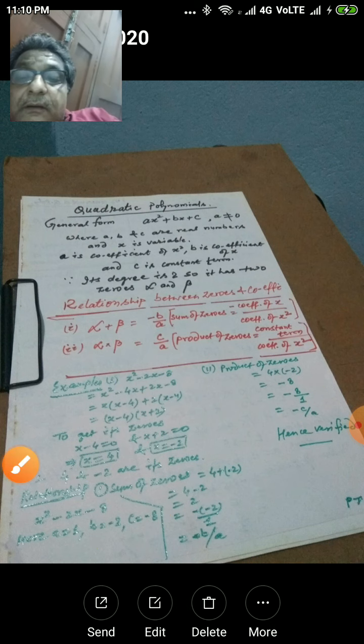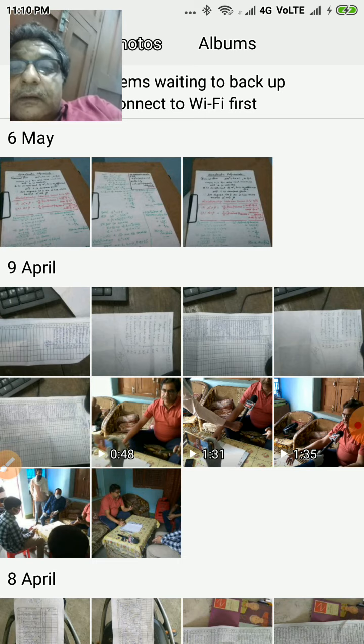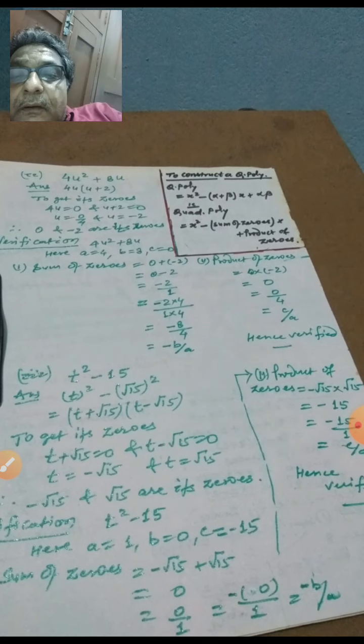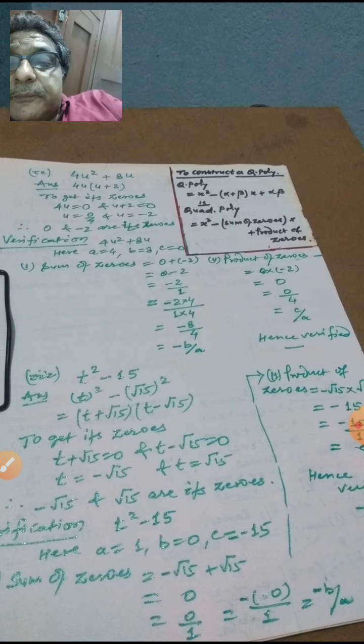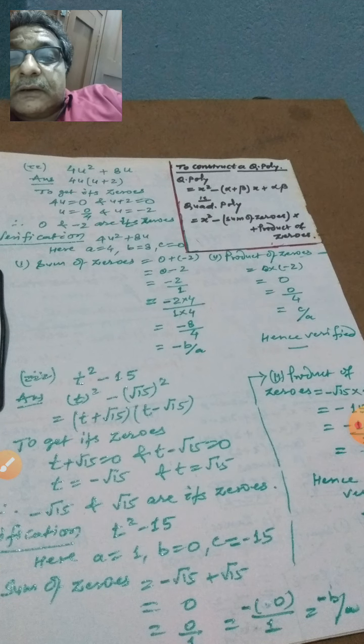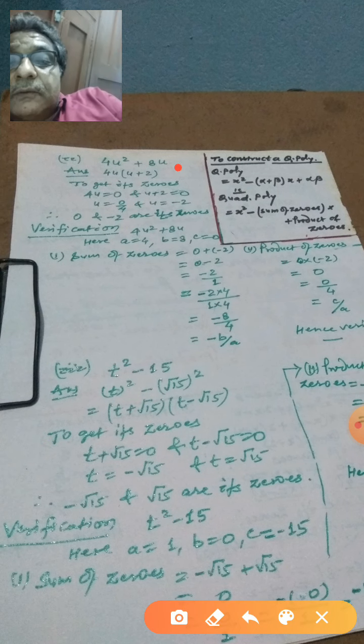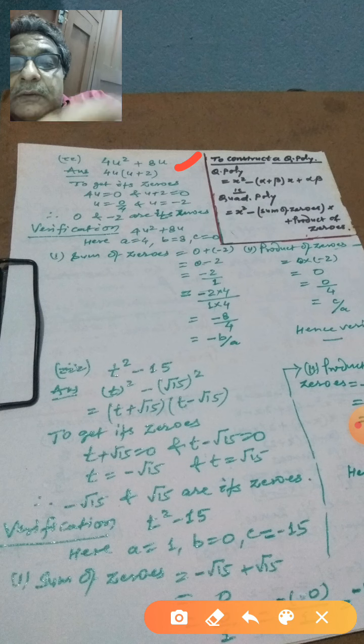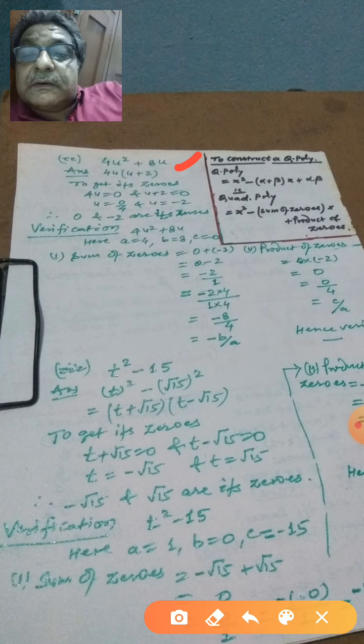Now we take the other page to have more examples of such a case. So here you see the second one. I have taken 4u square plus 8u as the given polynomial, which is quadratic as the degree is 2. The way is the same: to factorize first to get zeros. Here the factorization is of another type. You just take common 4u since it is present in both terms, then in the bracket it will be u plus 2. So these two are factors, 4u and u plus 2.